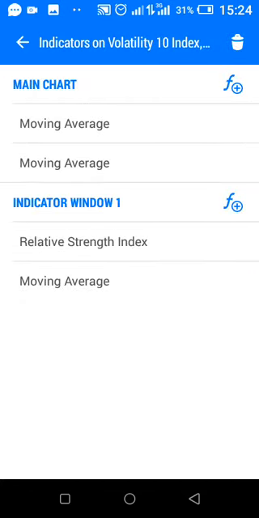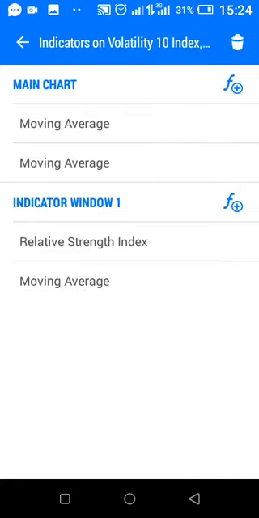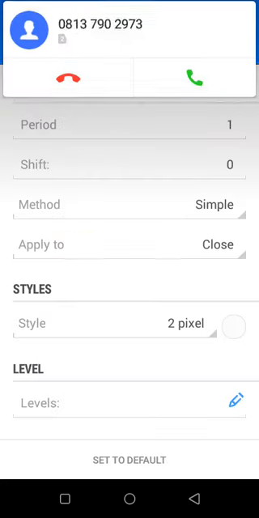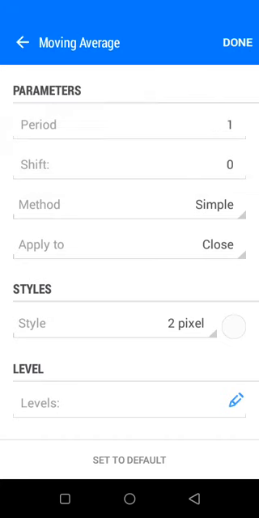Again, you add your RSI with the levels 87.32, 50 and 9, and your period 1. Then on your relative strength index, you add your moving average, which is period 1, method simple, apply to close, and the style can be 2 or 3, depending on how you want it to be.